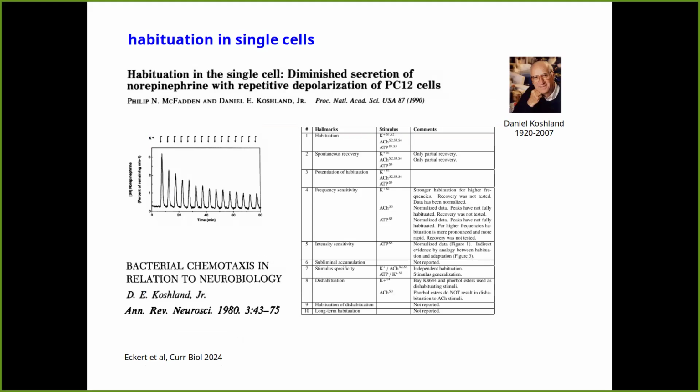And Koshland may not be a household name to you, but if you talk to any biochemist and say Dan Koshland, they will say, the Dan Koshland. I mean, he was a very famous biochemist. He did many things. And in particular, he was one of the pioneers of studying bacterial chemotaxis. And this is in an earlier stage in his life.